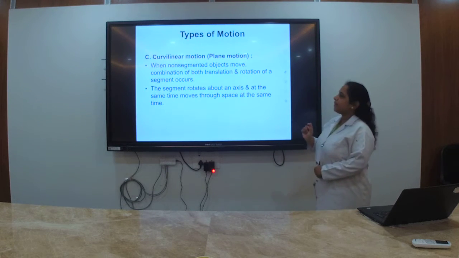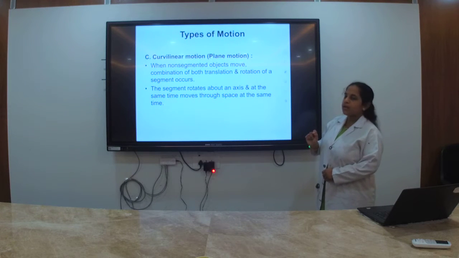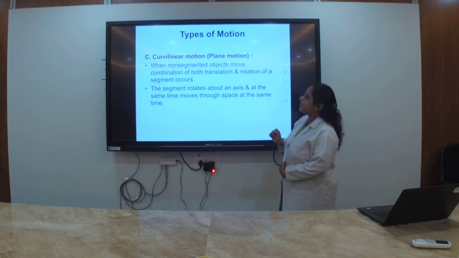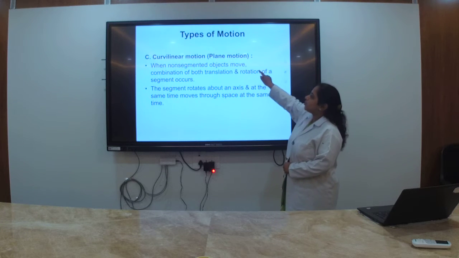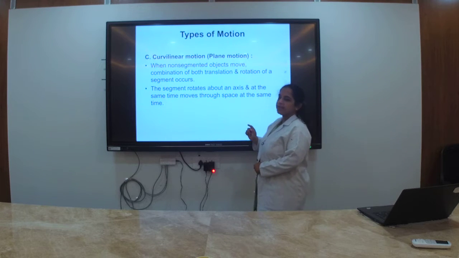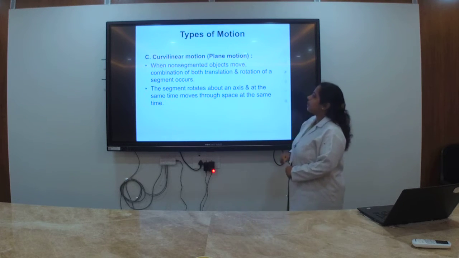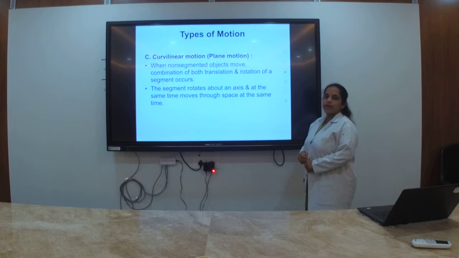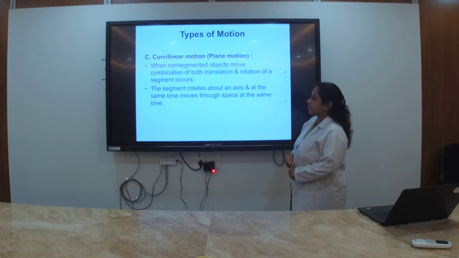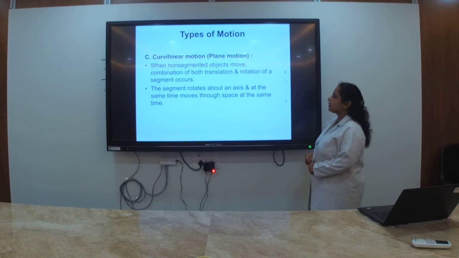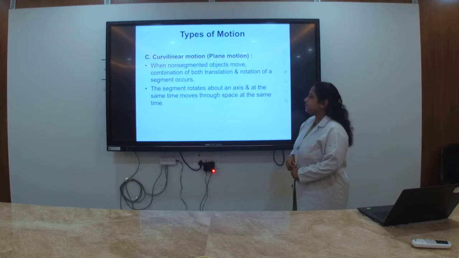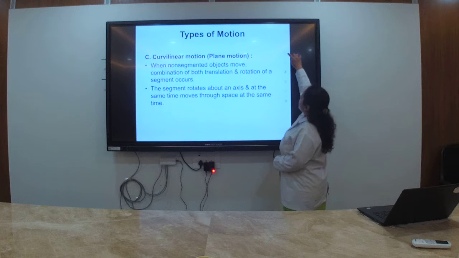The third type is the combination of both, that is translatory and rotatory, called curvilinear motion, or also called plane motion. When a non-segmented object moves in a combination of both translation and rotation, then curvilinear motion occurs. Here the segment rotates about an axis and at the same time moves through space.